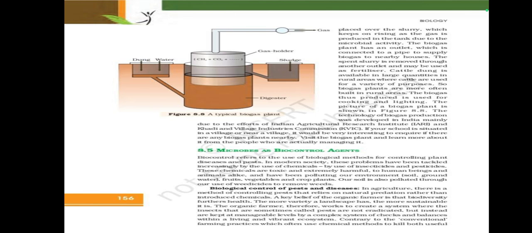Cattle dung is available in large quantities in rural areas where cattle are used for a variety of purposes. So biogas plants are more often built in rural areas. The biogas thus produced is used for cooking and lighting. The picture of a biogas plant is shown in figure 8.8. The technology of biogas production was developed in India mainly due to the efforts of Indian Agricultural Research Institute (IARI) and Khadi and Village Industries Commission (KVIC).